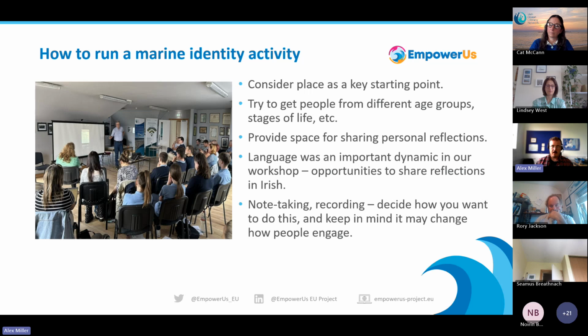And so for our workshop, it made a lot of sense, because we were working in a Gaeltacht area, to have that opportunity to host it through Irish. But as I say, depending on your local area, it may make more sense to have it in English, or in other countries, whatever the local language is. And so think about what you are going to do in terms of translation and facilitation, and making sure that you have those opportunities for people to share in the language that is most reflective of their identity.